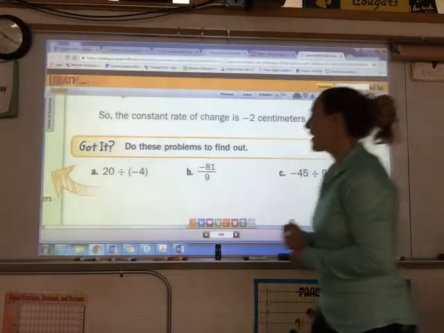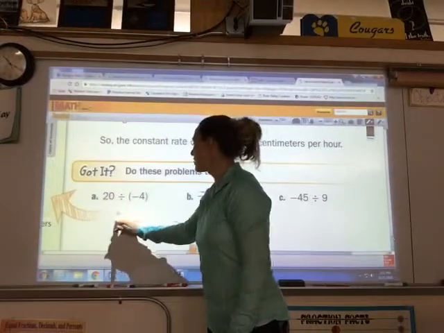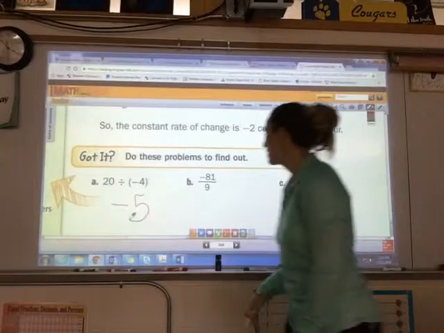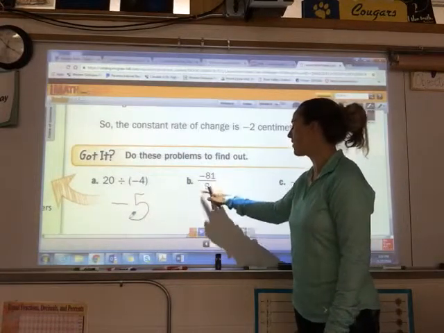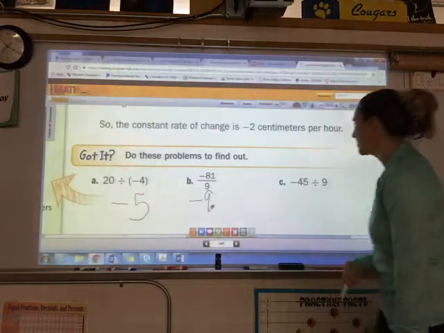When we solve letter A, we've got 20 divided by negative 4, a positive divided by a negative, so I know my answer is going to be a negative. 20 divided by 4 would be 5. Looking at letter B, negative 81 divided by 9. Negative divided by a positive is a negative. 81 divided by 9 is 9.